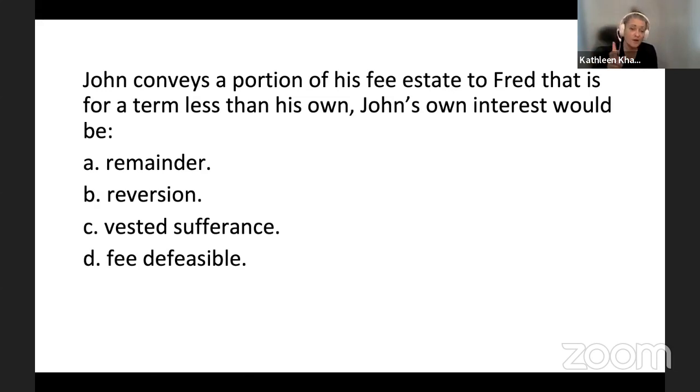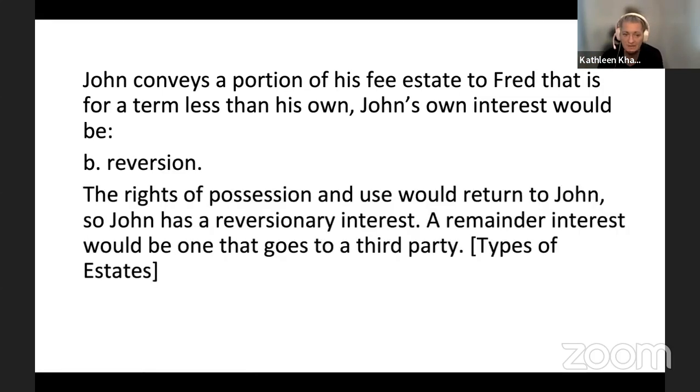Well, we've talked about one of the R words. It's either remainder or reversion, right? So let's see what the answer is. The rights of possession and use would return to John, so John has a reversionary interest. Good job. Awesome. Has a reversionary interest. A remainder interest would be one that goes to a third party.